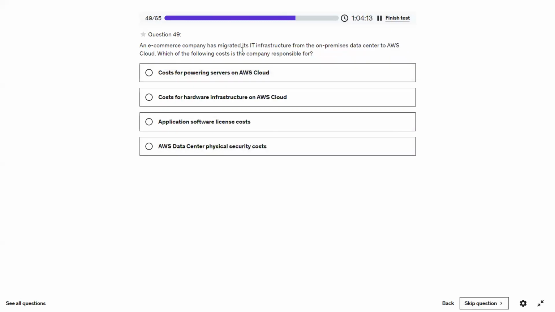An e-commerce company has migrated its IT infrastructure from the on-premises data center to the AWS. Which of the following costs is the company responsible for? So what is the company cost? Cost for the server on cloud? No. Infrastructure cost? No. Software license, application software license? Yes. So application is company responsibility. Data center security? No.